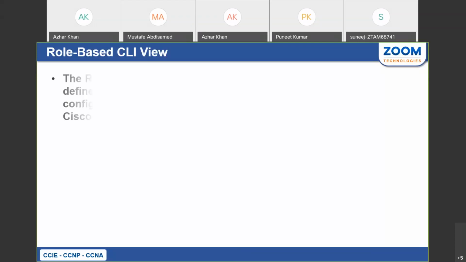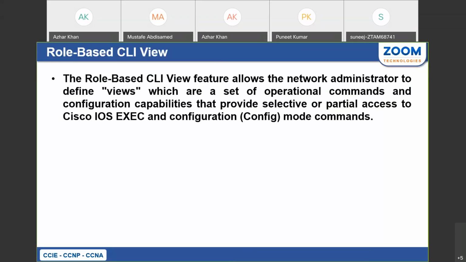See here. Role-based CLI views feature allow the network administrator to define the views, which are the set of operation commands. In views, we have the commands and configuration capability that provide selective or partial access to the Cisco IOS exec and configuration mode commands. So inside views, we have the what? Commands.